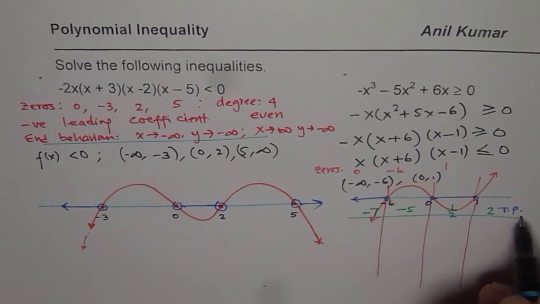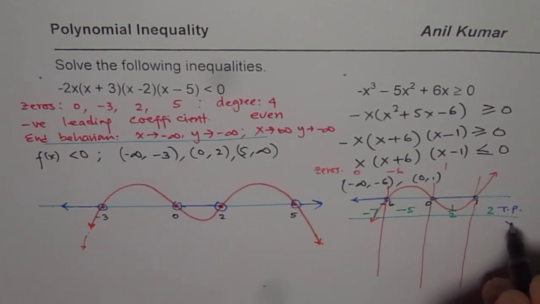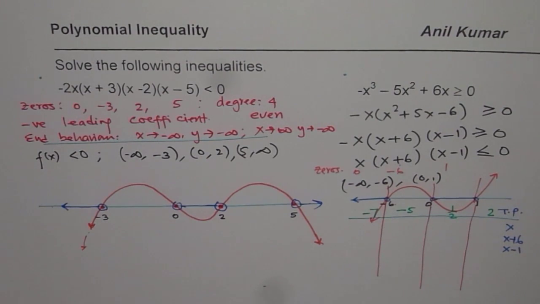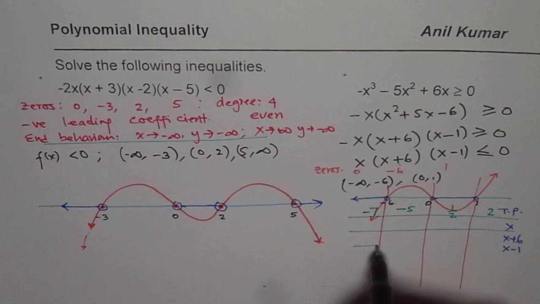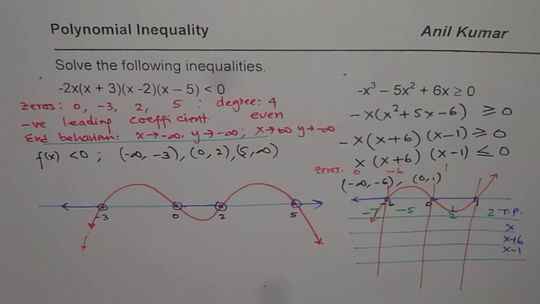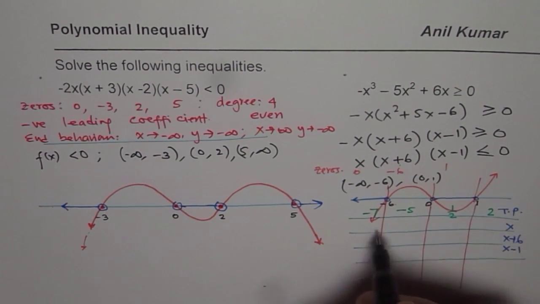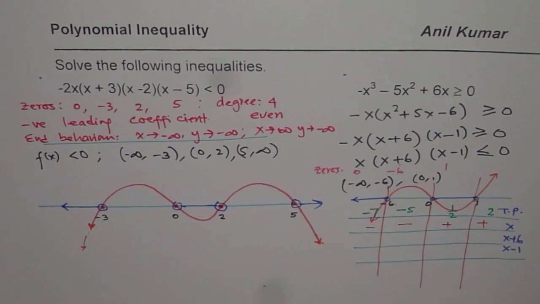Now what are we going to test? We are going to test these 3 factors. Our factors are, one factor is x, the other one is x plus 6, and then we have x minus 1. So these are the 3 factors for us. So what we will just check is their sign, right? So these 3 factors' sign is going to be checked, and then we'll multiply them to see whether they are positive or negative. If I have a negative value, x will be negative, and the others positive. That is how it is going to be.